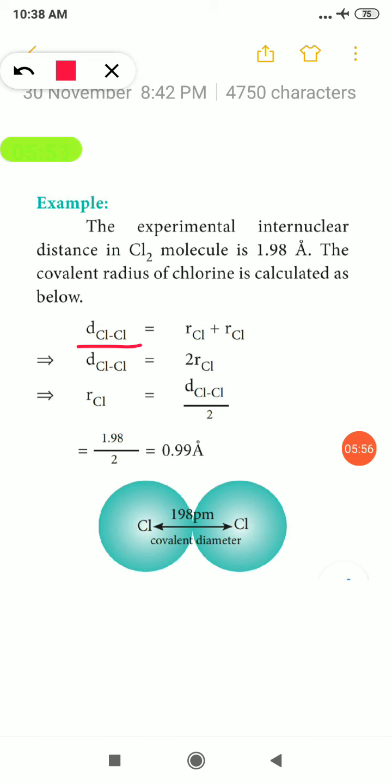Okay, now if we need the value of the radius of Cl, that is RCl, it is equal to dClCl divided by 2. So we know the value of dClCl. What is dClCl? That is the internuclear distance. Its value is 1.98 angstrom. So 1.98 divided by 2 is equal to 0.99 angstrom. So 0.99 angstrom is the radius of a chlorine atom.